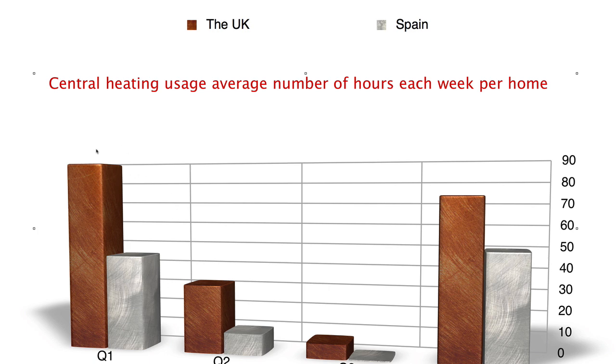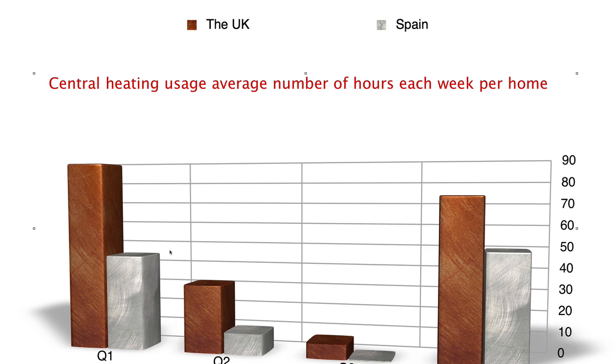Where was the opposite? That's going to be Q3. So we could say the usage bottomed out in the UK in Q3. And what do we see? There was a dramatic downward trend. If we compare Q1 and Q3 in the UK, there was a massive drop in usage of central heating. And from Q3 to Q4, there was a drastic increase in central heating usage.